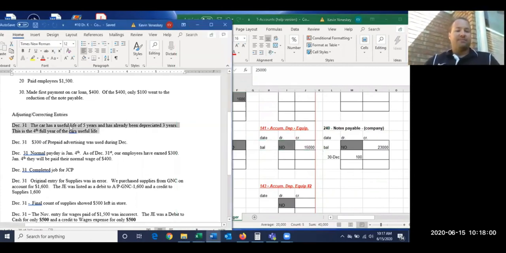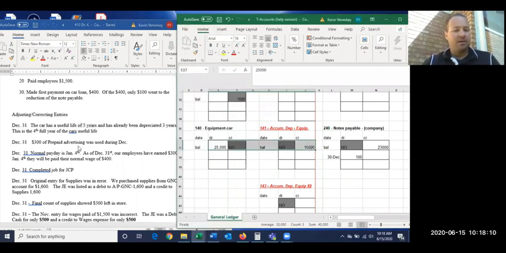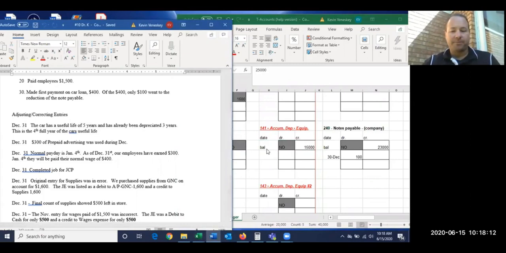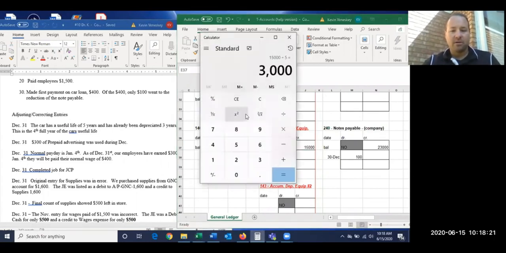And that's the case. Yep, we've confirmed it here, the car has a useful life of 5 years. It's already been depreciated 3. That was kind of our suspicion. 5, 5, and 5 got us to 15. This is the 4th year of the car. So if we have a 5-year life, remember, all you do is take the cost of the car, 25,000, and divide it by the useful life, 5 years. So that's 5,000 a year.